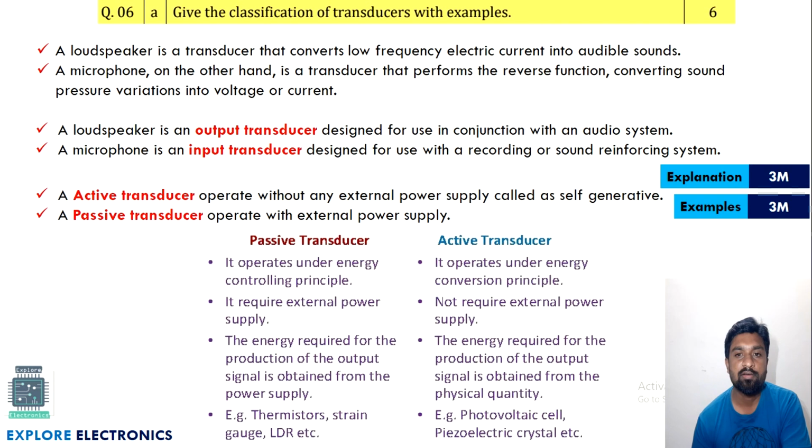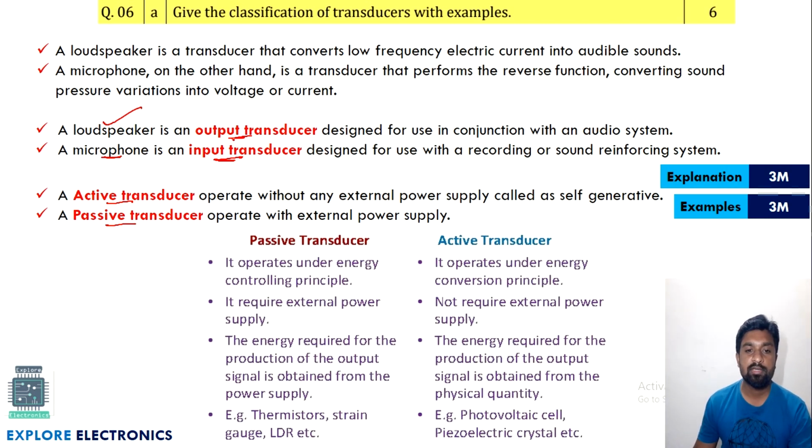And then classification of transducers with examples. See, for this question, you can write what is output transducer, what is input transducer also. You can write active transducer, passive transducer also. They are just asking to give the classification of transducers with examples. Means if it is an output transducer, what is the example? Loudspeaker. If it is an input transducer, what is the example? Microphone. Likewise, however the classification goes, you need to give some examples.